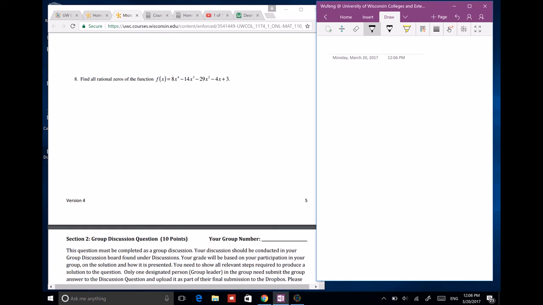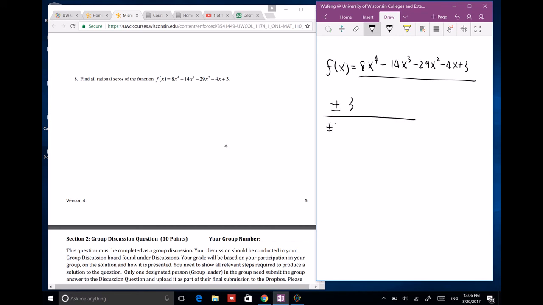Find all rational zeros of f(x) equals 8x^4 minus 14x^3 minus 29x^2 minus 4x plus 3. Find all rational zeros. So for all rational zeros, what we can do is test all the possible zeros. Possible zeros are plus or minus factors of 3 over plus or minus 1, 2, 4, 8, which is the factors of 3 over the factors of 8.